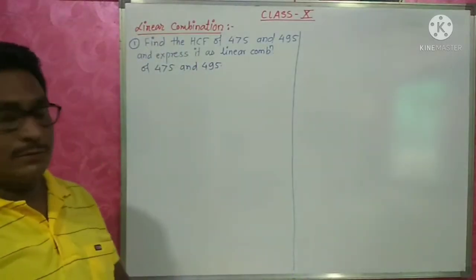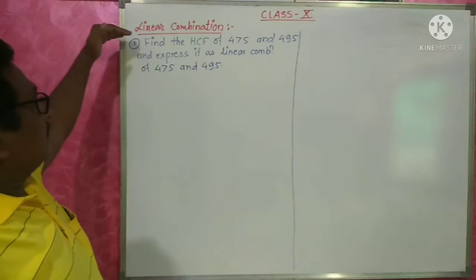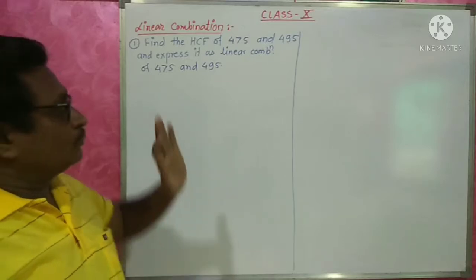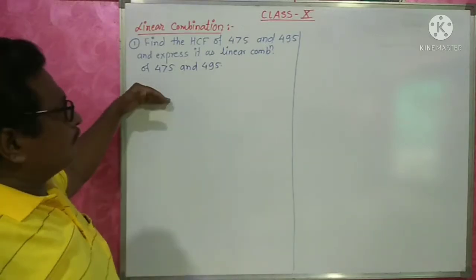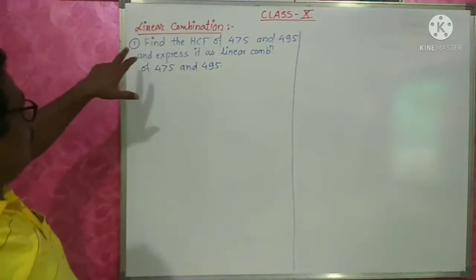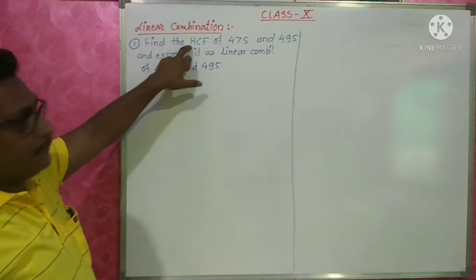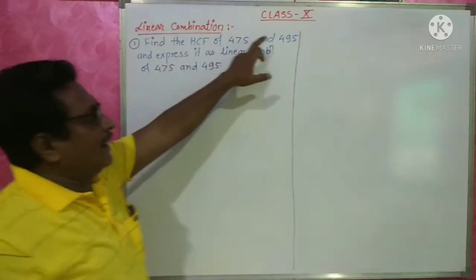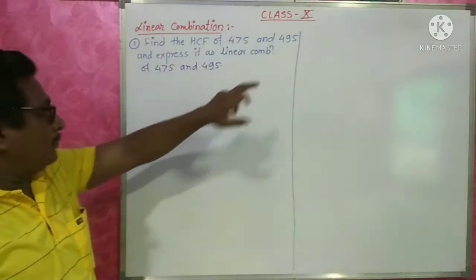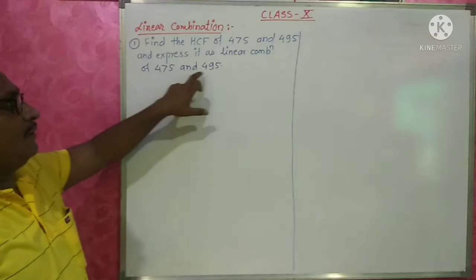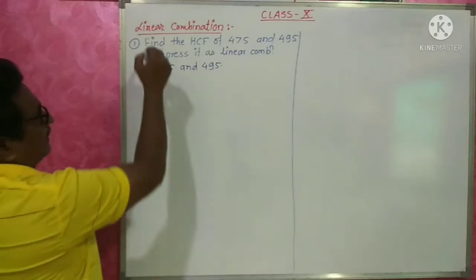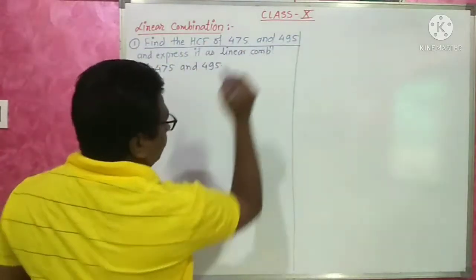Before closing, we will study till up to linear combination. I explain linear combination, how to solve this. So once again, I am repeating one example on linear combination. Find the HCF of 475 and 495 and express it as linear combination of 475 and 495. So first, what is the first question? Find the HCF of these two numbers.